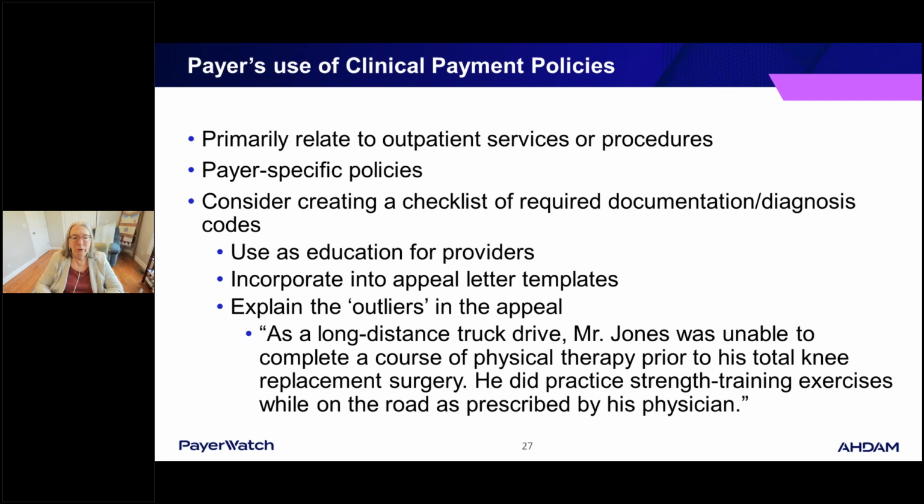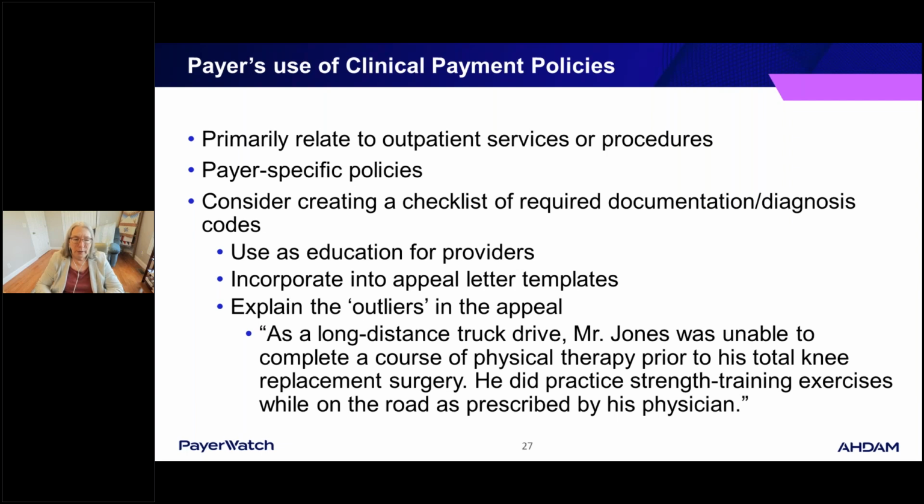Even for traditional Medicare, the local coverage determinations are written by your Medicare administrative contractors, or your MAC. And those can actually vary from MAC to MAC to MAC. They're usually pretty similar, but they can vary, so you have to pay attention to that. So consider creating a checklist of the required documentation or diagnosis codes that the payer has said they will cover if that's documented in the record. You can use that checklist as an educational purpose for the providers doing the total knees or the HBO therapy or whatever it is.